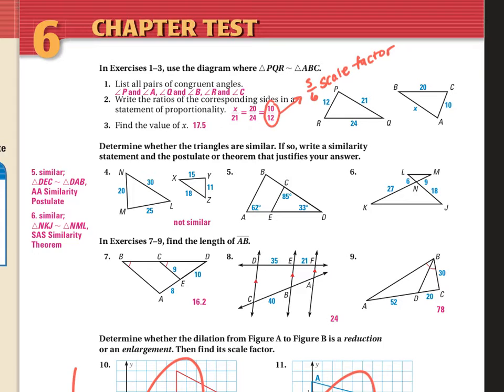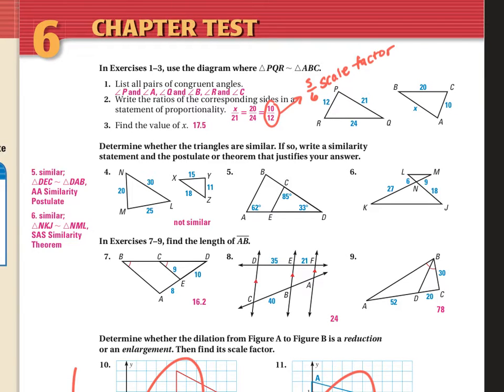Number 4 was not similar. Number 5 is angle similarity. Number 6 is side angle side similarity. Number 7, AB was 16.2 or 16 and 1/5. Number 8, AB was 24. Number 9, AB is 78.